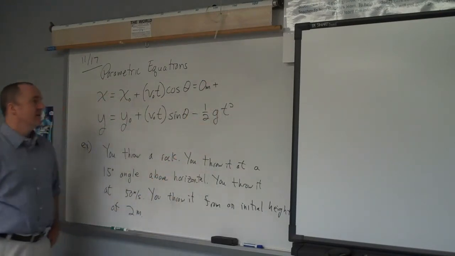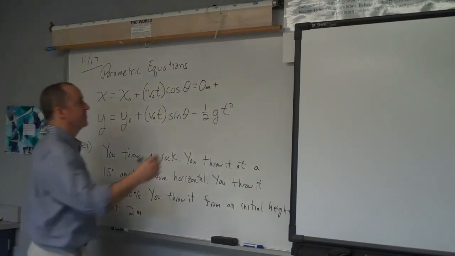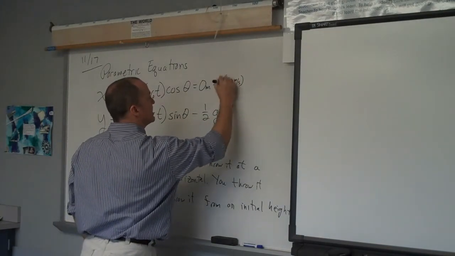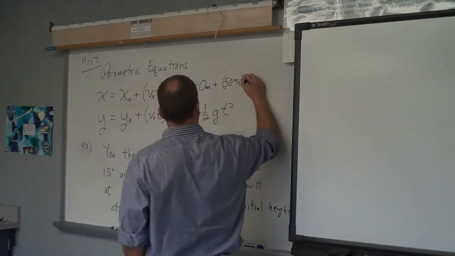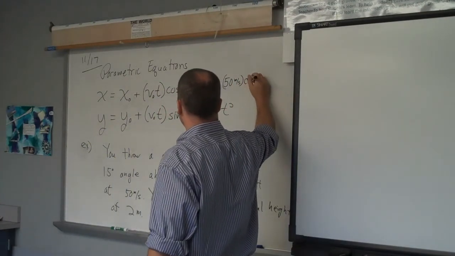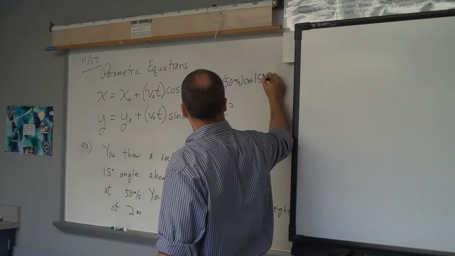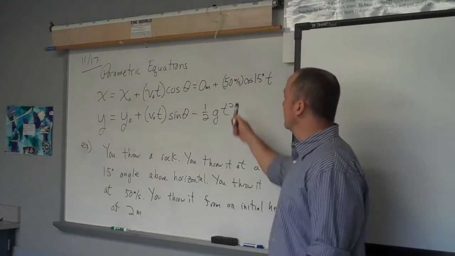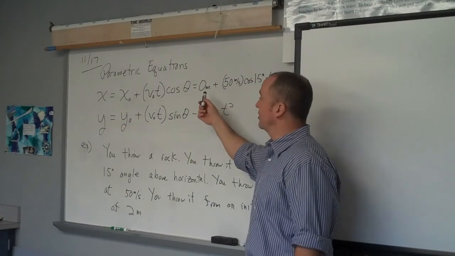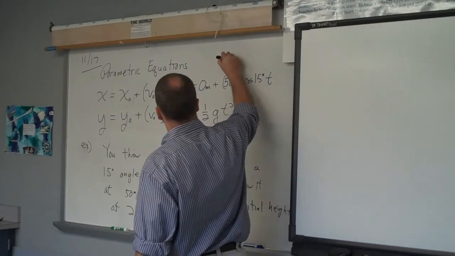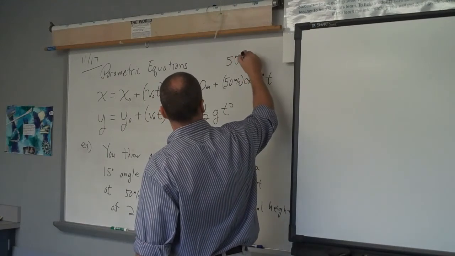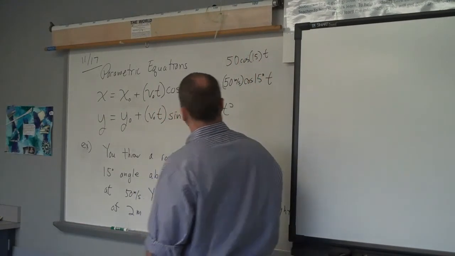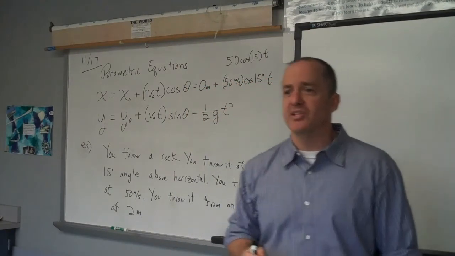Plus V initial, 50 meters per second cosine of 15 degrees times t. Now, if you put this into your calculator, leave out the units, and frankly, leave out the 0. In your calculator, all you're going to write is x sub t equals 50 cosine 15 close parentheses t. Please make sure you close the parentheses.